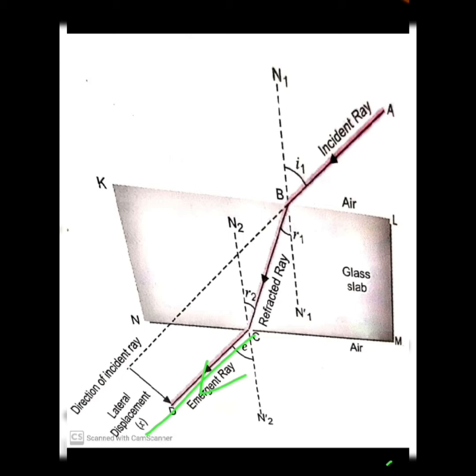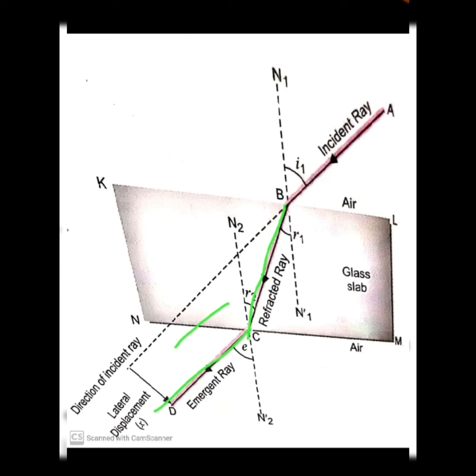That is why CD is the emergent ray after suffering two refractions on passing through a rectangular glass slab. The first refraction was along BC, that is from air to glass, and the second refraction is along CD, that is from glass to air.